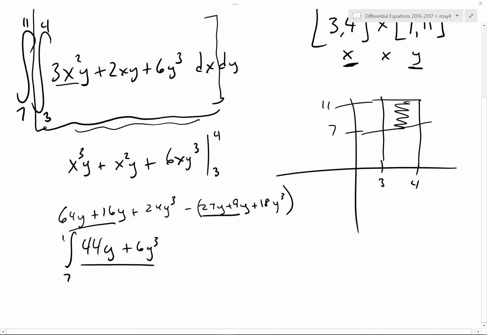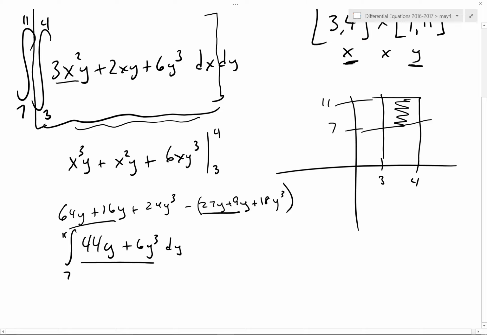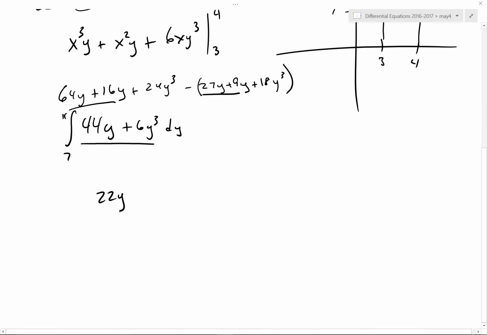Now we're going to go from 7 to 11 dy. So 22y squared plus 6y to the 4 over 4. And I can't do that in my head. I don't care. Okay. What do you get? Bust it out. What do you get? Well, I don't know. Come on, you all have TI-87s, or you all have the iPhones. There must be an app for that.